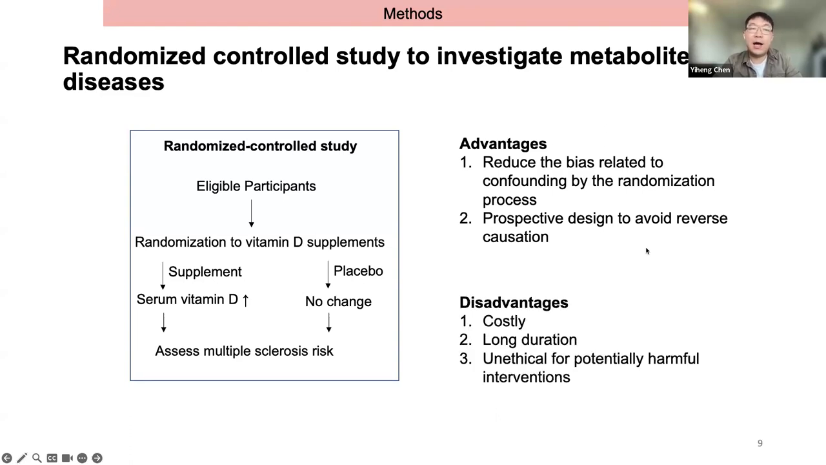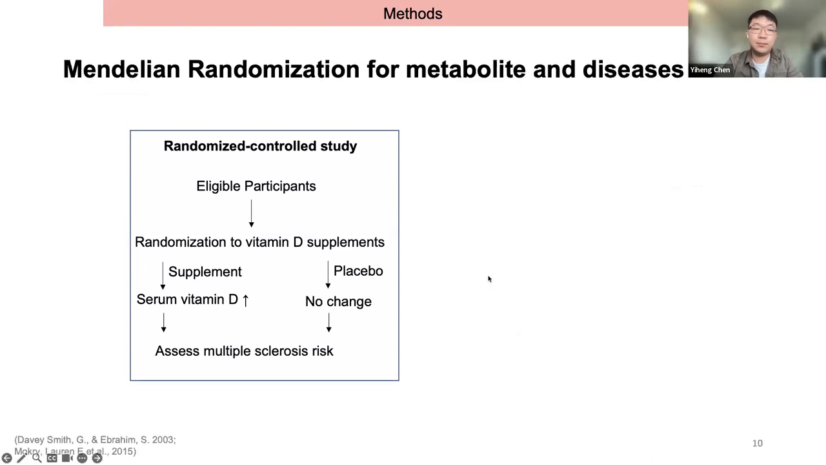Of course, randomized controlled trials have some limitations, such as being costly. They usually require a long duration to get enough cases for the comparison. And sometimes it's unethical to test a potentially harmful intervention. For example, if we want to know the causal effect of saturated fatty acids, we cannot give people saturated fatty acid directly if we know it's really a harmful thing.